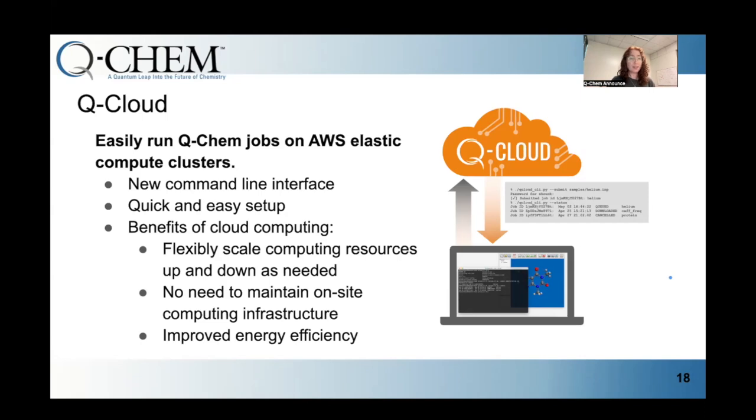There are a lot of benefits to cloud computing, like scaling up and down of resources. Basically, the way this works is you set up a little cluster, like a head node, and then the head node will launch jobs as you submit jobs to the cluster, and then scale resources up and down itself based on what you need at the time.